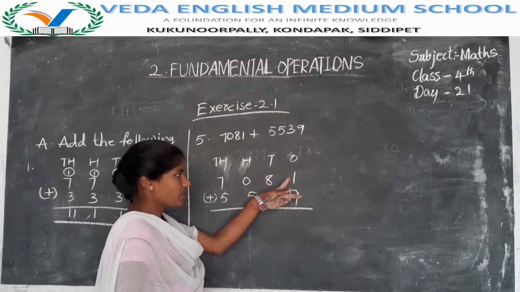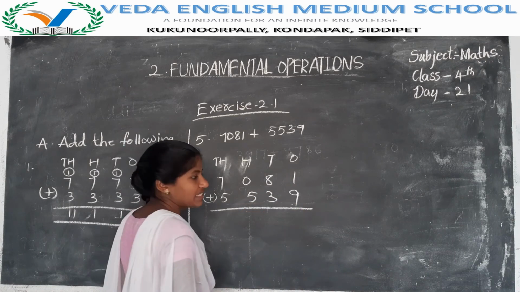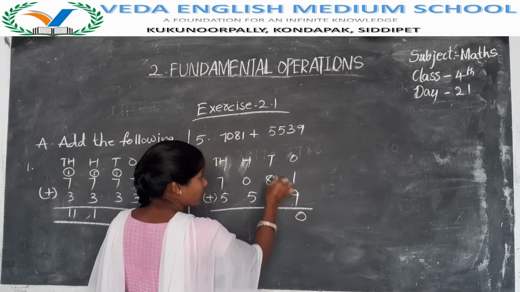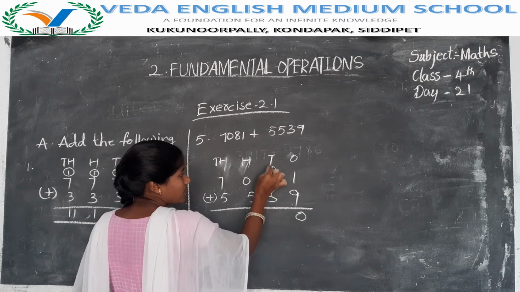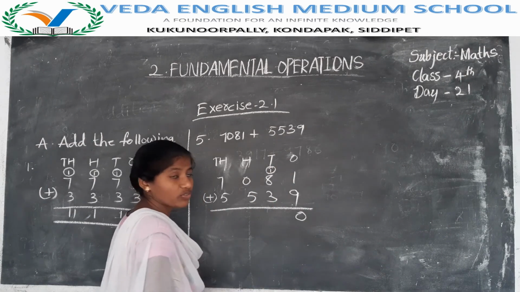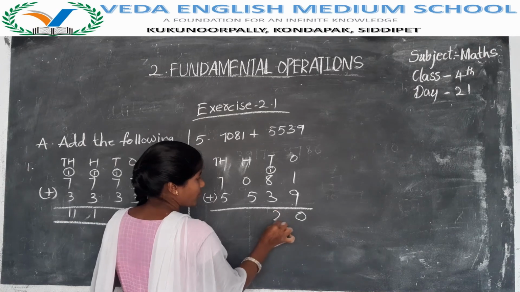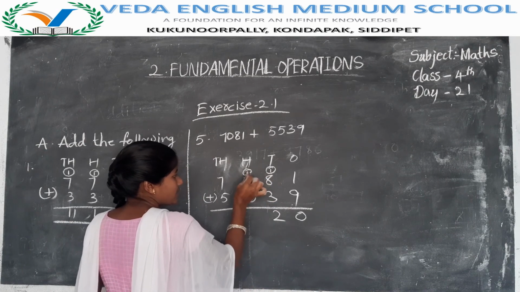In the ones place the first numbers are 1 and 9. 9 plus 1, it is 10. 10 is a 2-digit number. 0 you have to write here. 1 becomes carry. 8 plus 1, 9. 9 plus 3, 12. 12 is a 2-digit number. 2 you have to write here. 1 becomes carry. 0 plus 1, 1.